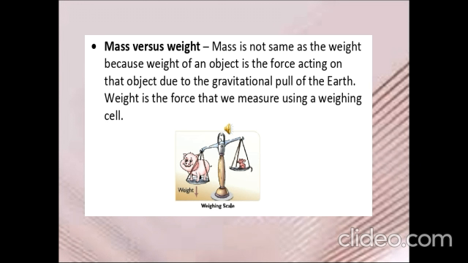For example, just remember the same object present on the earth as well as on the moon. On earth, it shows its weight, but on the moon it shows less weight, since the gravitational force on earth is more compared to the gravitational force on the moon. So due to the force acting on an object, it exhibits weight. The mass of the object remains the same in both places, but the weight may vary due to the force acting on the object. Right?